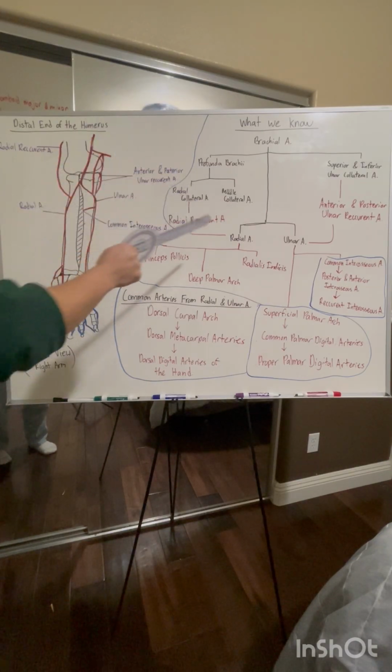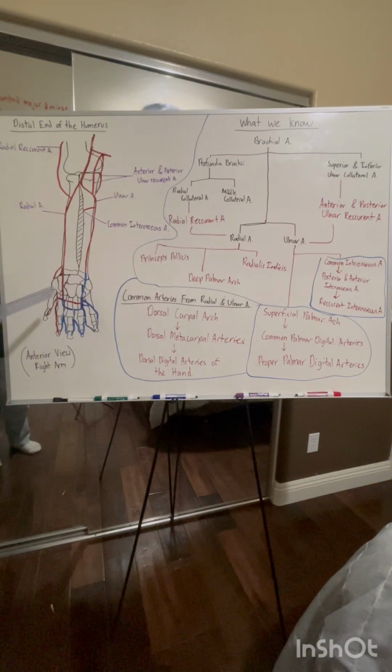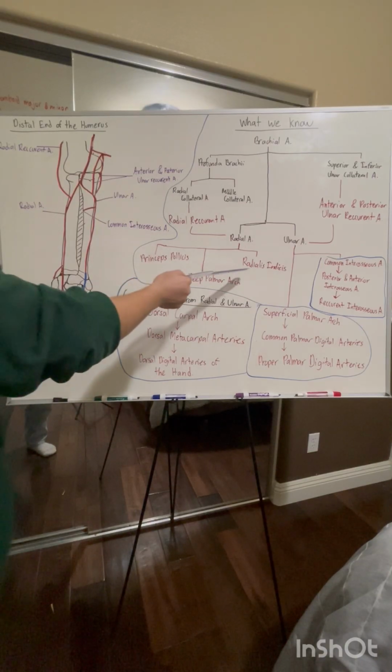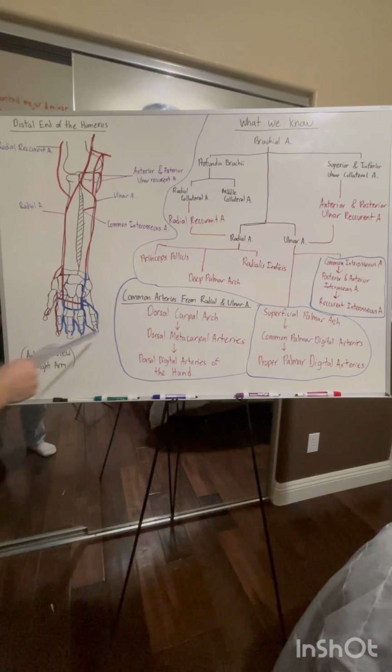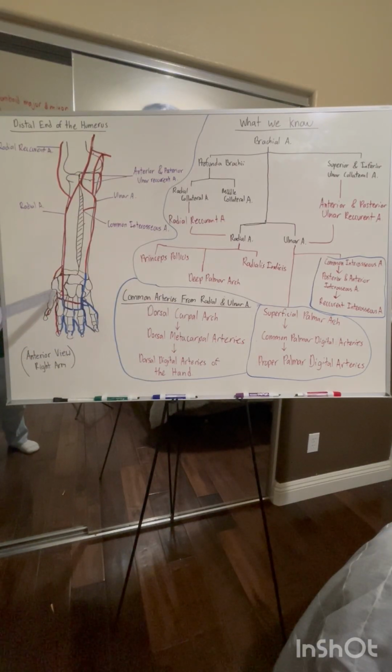Now, the radial artery, as we go down to the wrist and hand, we'll see that there's going to be the princeps pollicis, which you'll find on the medial side of the thumb, supplying the thumb. And then we'll see the deep palmar arch, like the palmar arch on the ulnar side, but it's going to be deep. You'll find it across the digital arteries, or the digits. And then you'll see that the radialis indicis is going to be supplying the lateral side of the second digit, or the index finger.